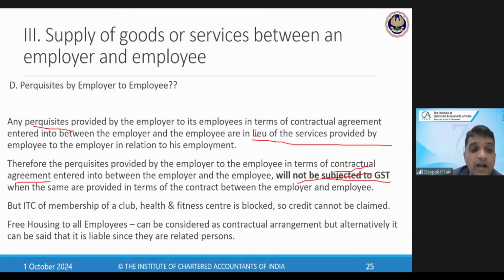Now, free housing to all employees can be considered as a contractual arrangement, but the circular itself says that both views are possible. One, you can say that free housing to employees is part of the contractual agreement, but alternatively, they can say that it is liable since they are related parties. So both views are possible in this case.